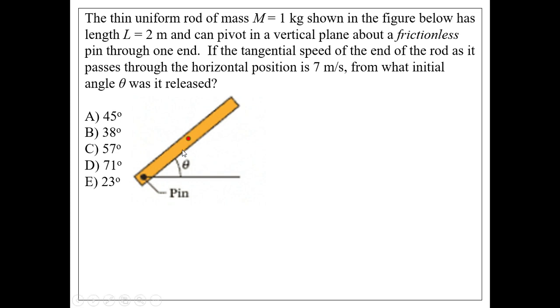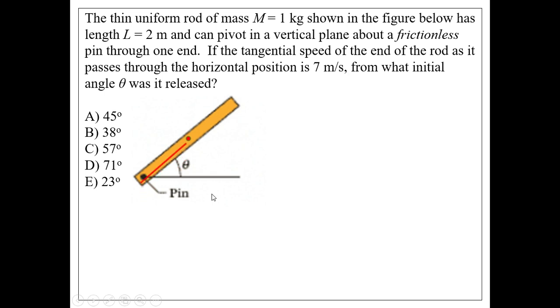So here you have a rod of mass 1 kilogram, of length 2, at some angle, and it's going to get released. The problem states that at the very, very end, where it reaches a horizontal position, the end of the rod is moving at a speed of 7 meters per second. So I want to point that out. That's super important. It says here the tangential speed of the end of the rod, not the entire rod, just the point at the very end of the rod, has a speed of 7 meters per second. And it wants us to find the angle at which it was released.